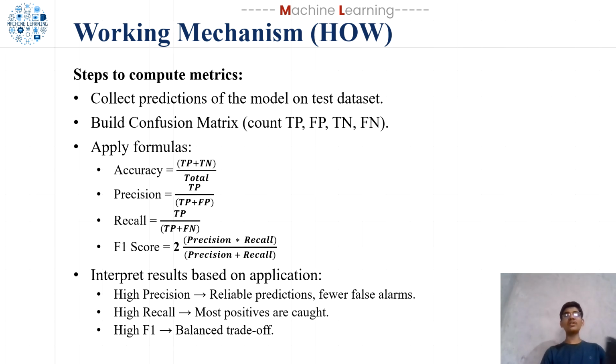How do we interpret the results of our model? If the precision is high, then our model makes reliable predictions and few false alarms. If the recall is high, then most of the positive results are caught. And if the F1 score is high, then there is a balanced trade-off between precision and recall.